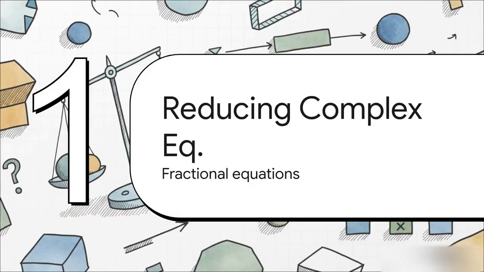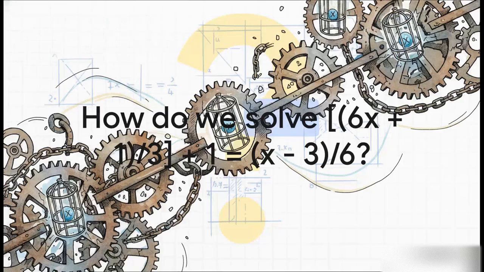Section 5, reducing complex equations. Get ready because it's time for a bit of a boss battle. When you're staring down a massive fractional equation like this one, guessing the answer is pretty much impossible. I mean, it looks like pure chaos. The variables are completely trapped inside these fractions with totally different denominators, so how on earth do we break them out?